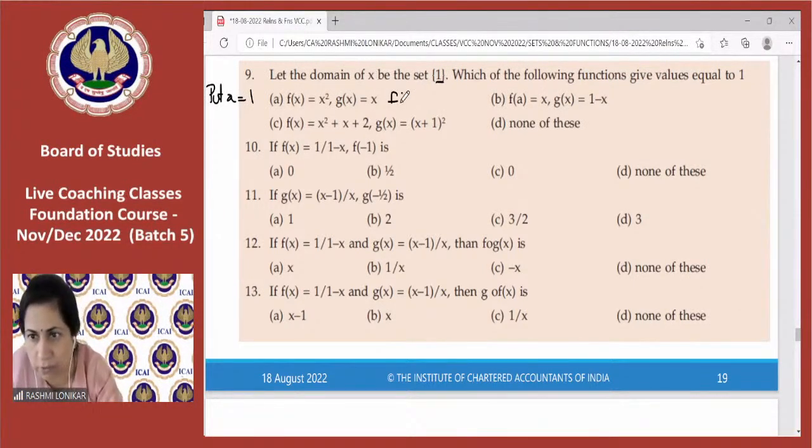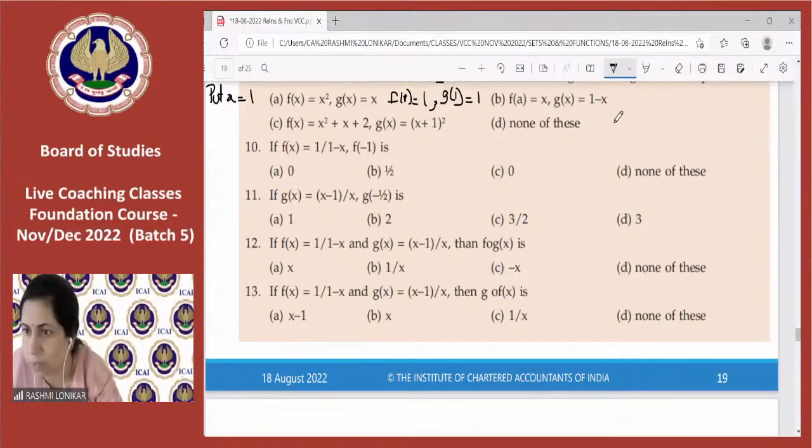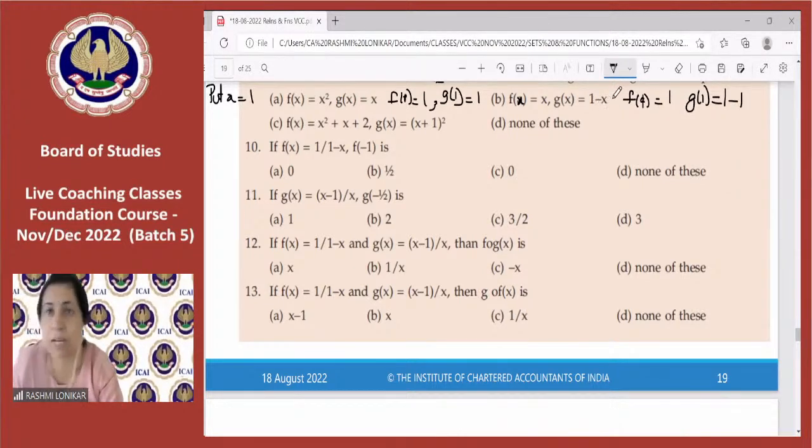Now what will f(x) give? F of 1 will give what? 1 square. 1 square is how much? 1. What does g of 1 give? G of 1 is 1. So these values are the same, right? Over here, let us see. F of x is equal to x, so f of 1 is equal to 1. Then g of 1 will be equal to 1 minus x, so 1 minus 1. What is the value? 0. Is 1 equal to 0? No. So this is not the correct option.